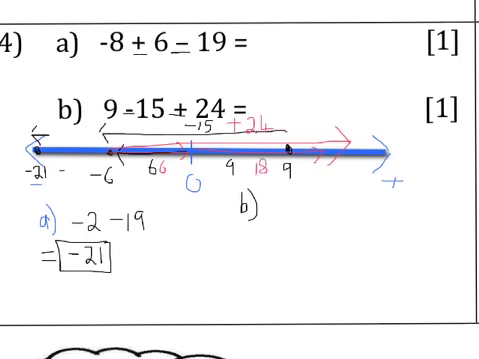So that means that my final answer is going to be 18, but writing that out, I would start with 9 minus 15 is -6, plus 24, and that will be equal to 18, and we've done part B.